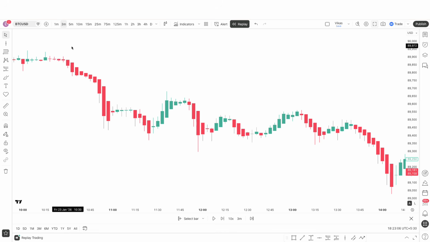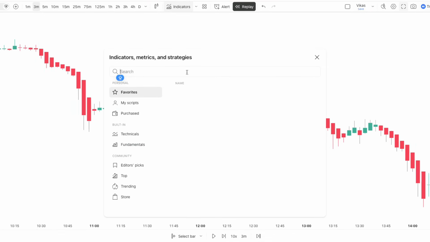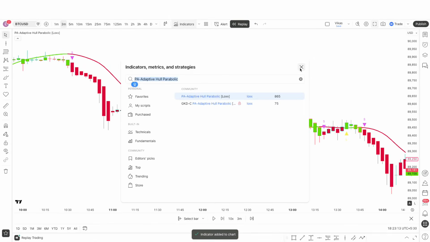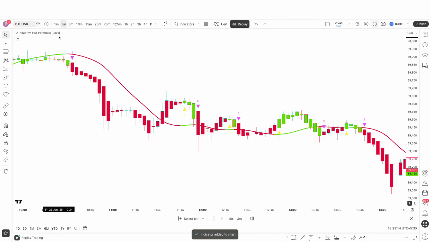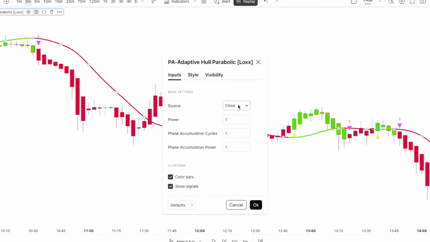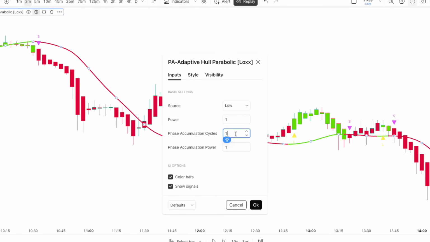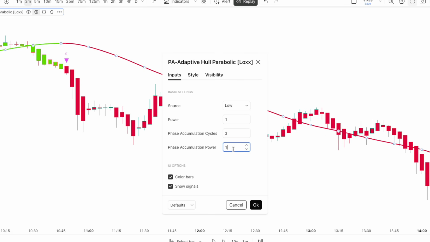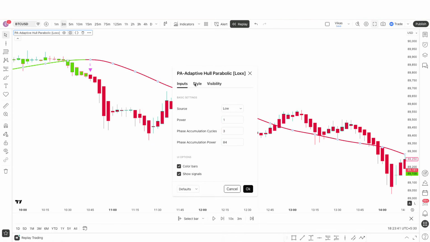Next, you'll want to find those magic indicators. Head over to the Indicators tab and search for the PA Adaptive Hull Parabolic. Select the indicator made by LOXX and add it to the chart. Now change the indicator settings for perfect signals. First, change source, close to low. Then change phase accumulation cycles, 1 to 3. Then change phase accumulation power, 1 to 84. Here everything is fine after that.